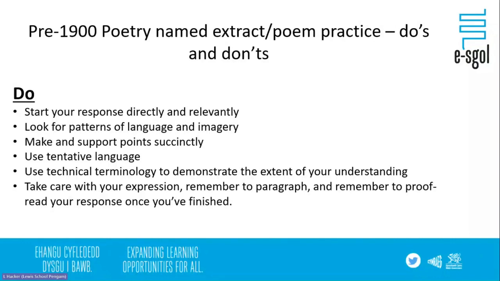Do look for patterns of language and imagery in the poem. Do make and support points succinctly. Okay, so no waffle. You don't have time for that in this particular question. Make your point succinctly and make sure that you get to the point straight away. Do use tentative language. This could imply, or perhaps the writer is stating, or another way of reading this could be that. Tentative language is academic in its style and register, and it immediately signposts to the examiner that you are aware that something can be read in more than one way and that implicit meaning is present.